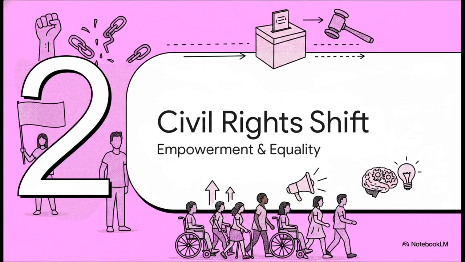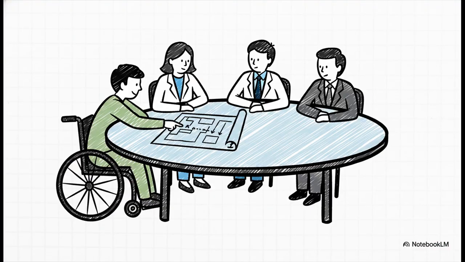Which brings us to Section 2, the Civil Rights Shift, moving toward empowerment and equality. Okay, so this era marks a massive philosophical shift. We're talking going from basic economic assistance to actual civil rights. The Rehabilitation Act of 1973 completely transformed things. Under this law, for the very first time, clients were actually involved in planning their own rehabilitation goals. Instead of professionals making all the decisions entirely on behalf of individuals with disabilities, the clients themselves finally had a seat at the table. It was a revolutionary push toward genuine consumer empowerment.